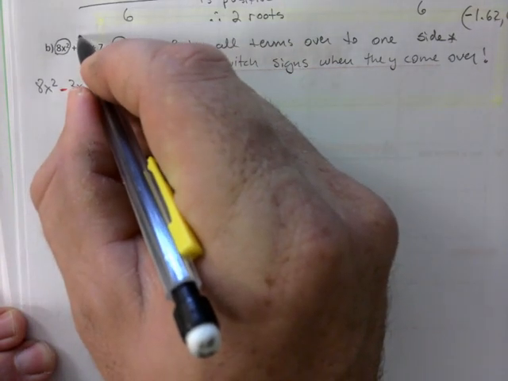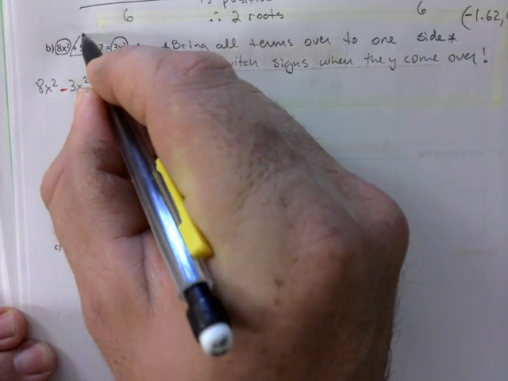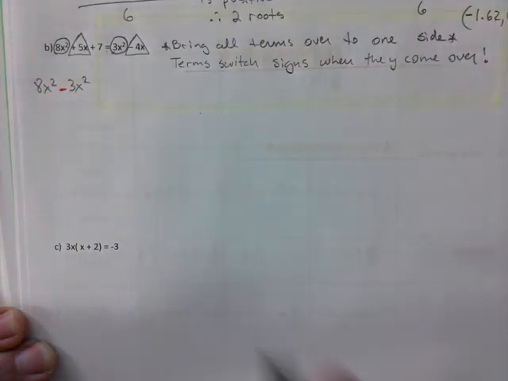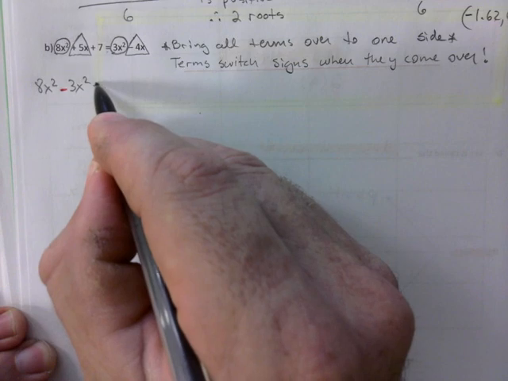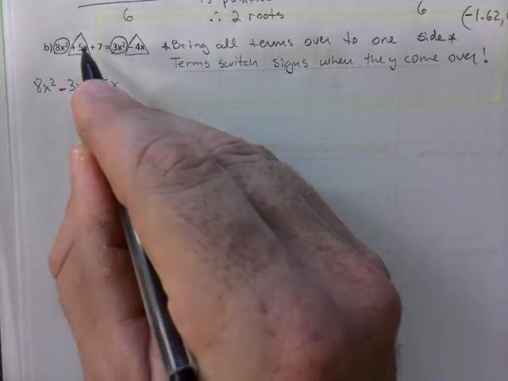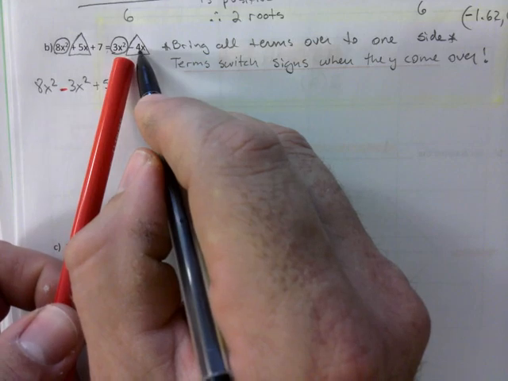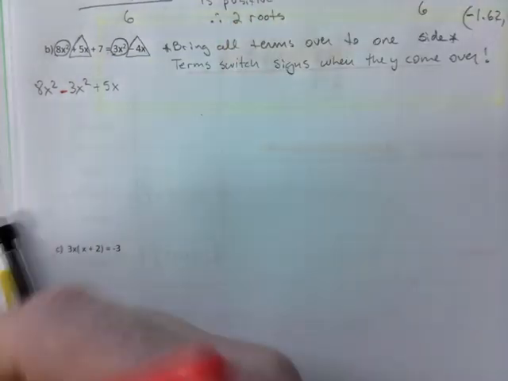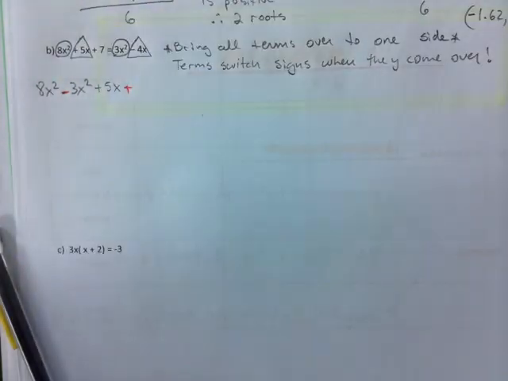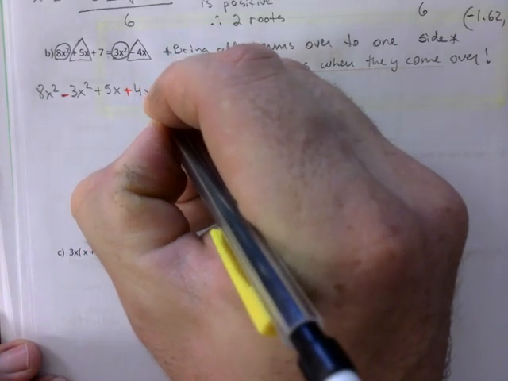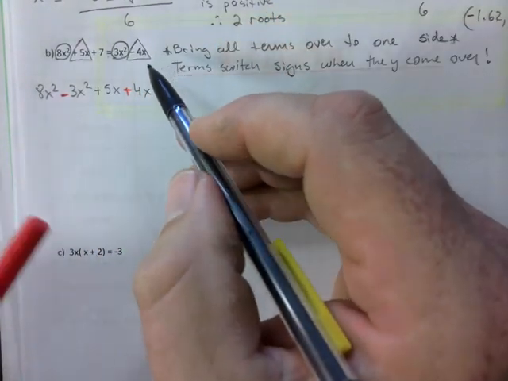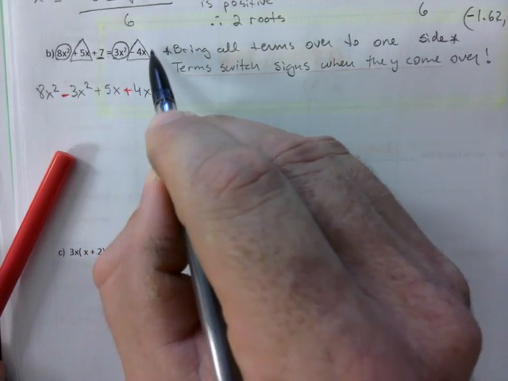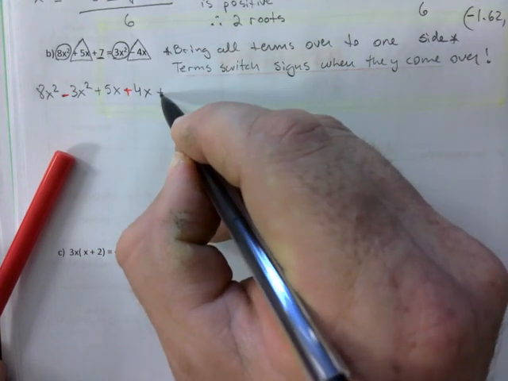Now I focus on the x's. So the 5x is already positive, so whatever sign it has, it keeps it. But then you go over to this side, and the 4x, when it crosses the equal sign to this side, it actually goes positive. Positive 4x. And last but not least, you tackle the constants. There's only a 7 here, there's no constant on this side. So basically just go plus 7.